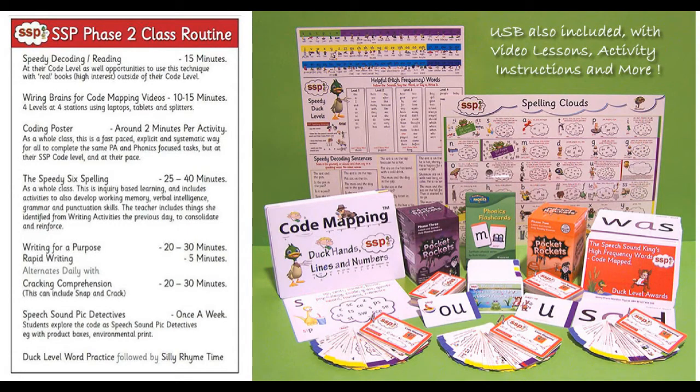The phase 2 routine, you can see here, this is your 2-hour literacy block. So we're doing a mixture of this, the systematic phonics teaching we need, the phonemic awareness that we need, the oral language we need, but we're also doing the spelling, we're writing for a purpose, we're doing rapid writing, we're doing cracking comprehension, we're doing snap and crack, which is very fast speed reading, higher order thinking, finding where the information is in the text, inference. Also, we're doing everything. We're also doing speech sound detective work, which means that they're exploring environmental print.